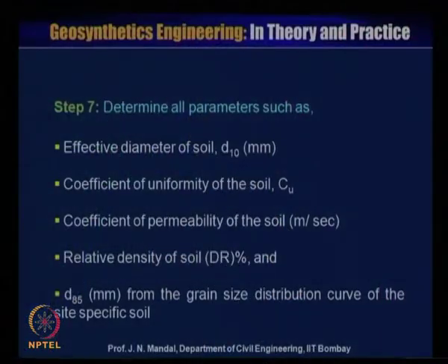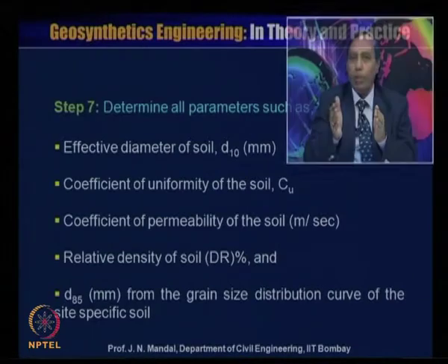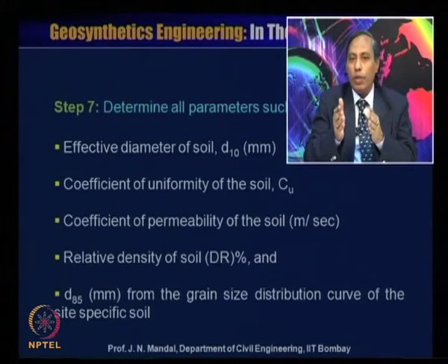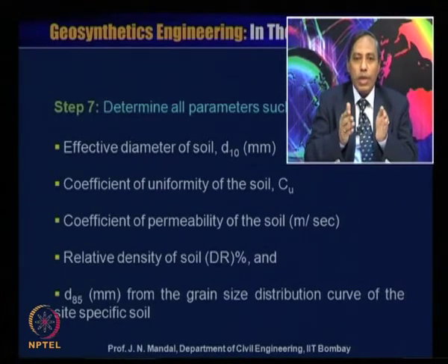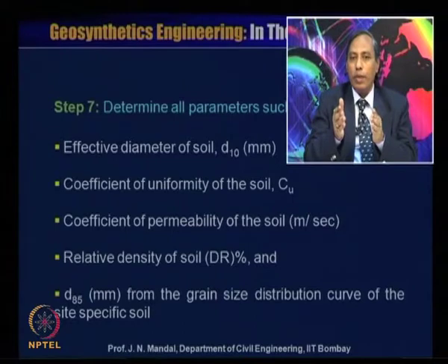Step 7, determine all parameters such as effective diameter of the soil, D10 in millimeter, coefficient of uniformity of the soil, Cu, coefficient of permeability of the soil, that is in meter per second, relative density of the soil, that is Dr in percentage, and D85, that is in millimeter, from grain size distribution curve of the site specific soil. So from the grain size distribution curve, you can determine all these parameters.